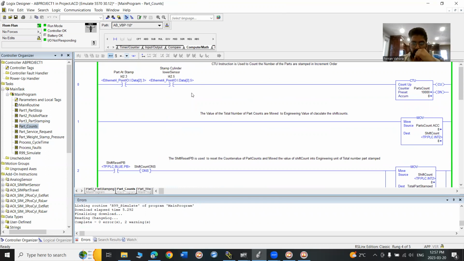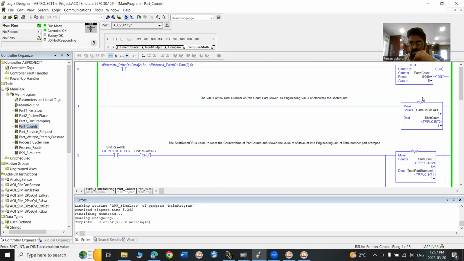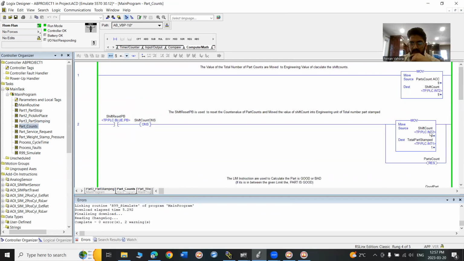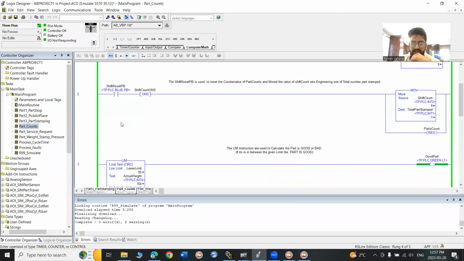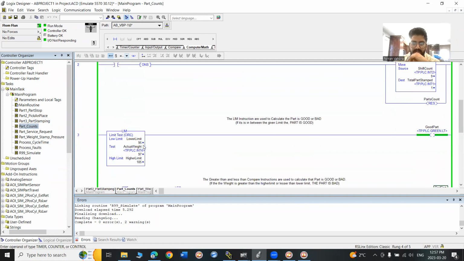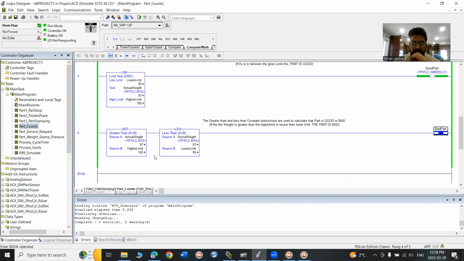Counter instruction, how many parts to count. Moving the kilometer value to the shift count, and moving the shift value to the total part stem, and this counter will get reset when the shift reset push button is pressed. Limit: if it is between the limits, the part is good. If it is not between the limits, when it is greater than the higher limit or less than the lower limit, the part is bad.